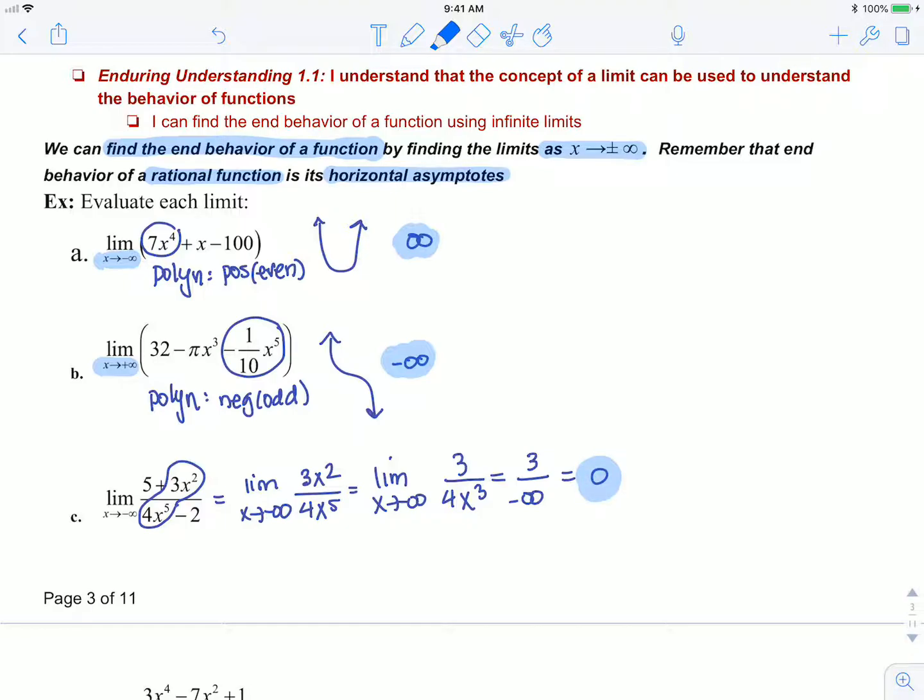Now remember, the shortcut here for that is since the degree of the denominator was greater than the degree of the numerator, that end behavior will always be 0.